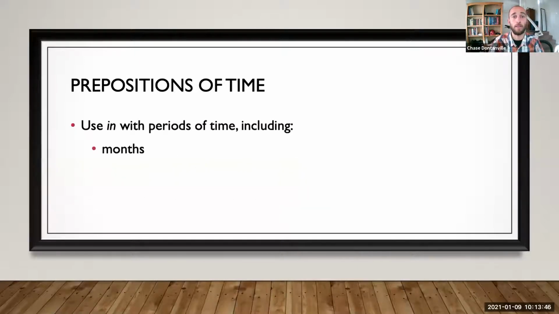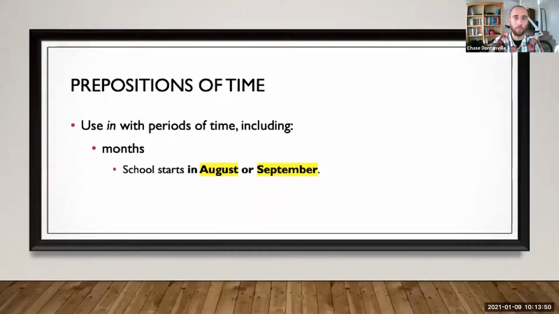We also use it with months. So school starts in August or September. So if you ever use just a month, use in January, in February, in March, in April, in May, in June, July, August, September, October, November, December, always in. And years. So I was born in 1990, in 1991, in 1992, in 2001, in 2030. If you use a year, use in.